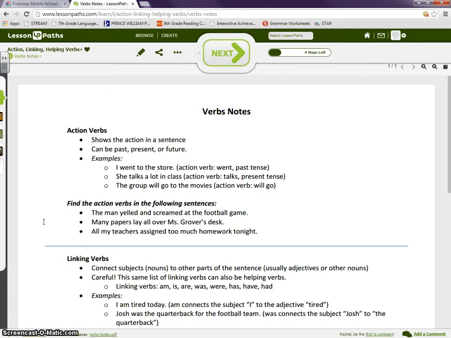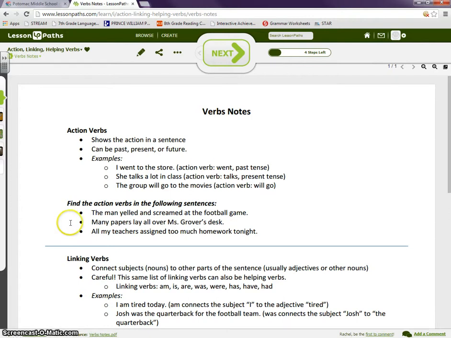Let's look at the second. Many papers lay all over Miss Grover's desk. Where is the action verb in that sentence? It should be lay. You can eliminate that because we already know the nouns papers and desk. We know Miss Grover's is a possessive noun, and we know that many is an adjective. So you really should be able to figure out by process of elimination which one is the verb.